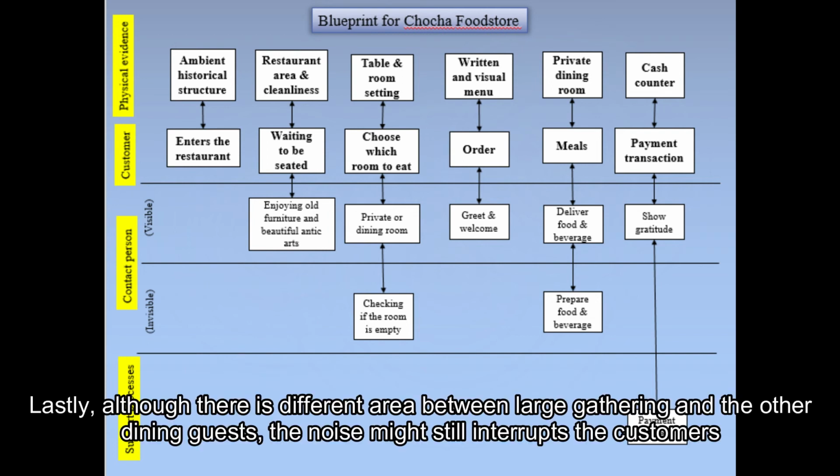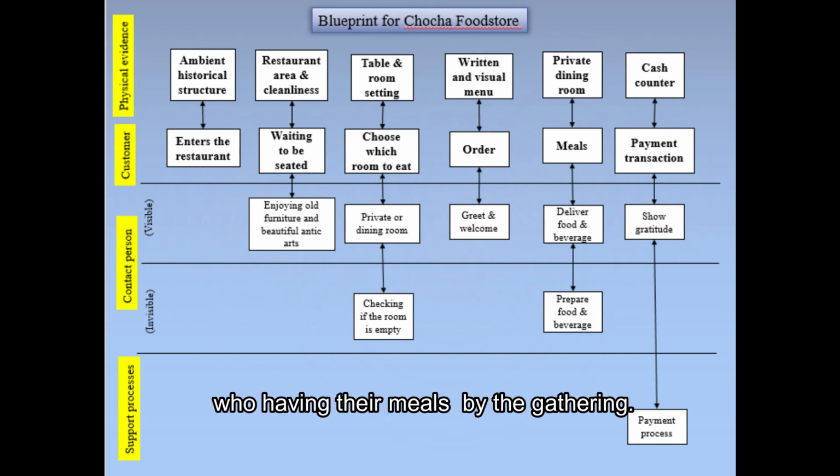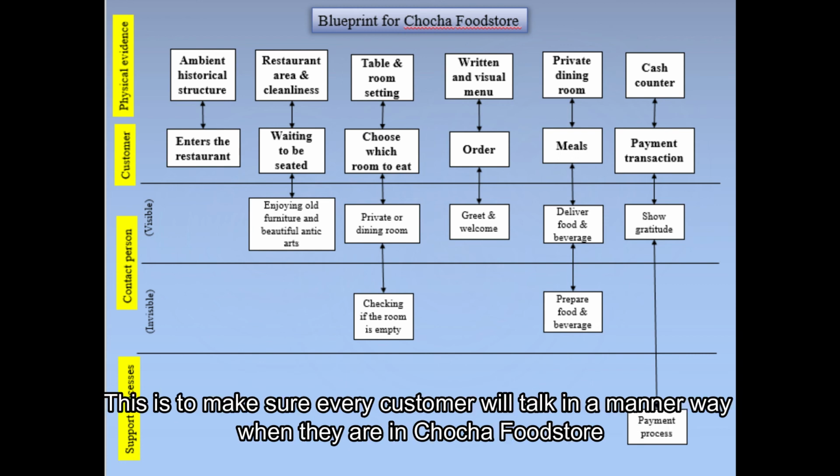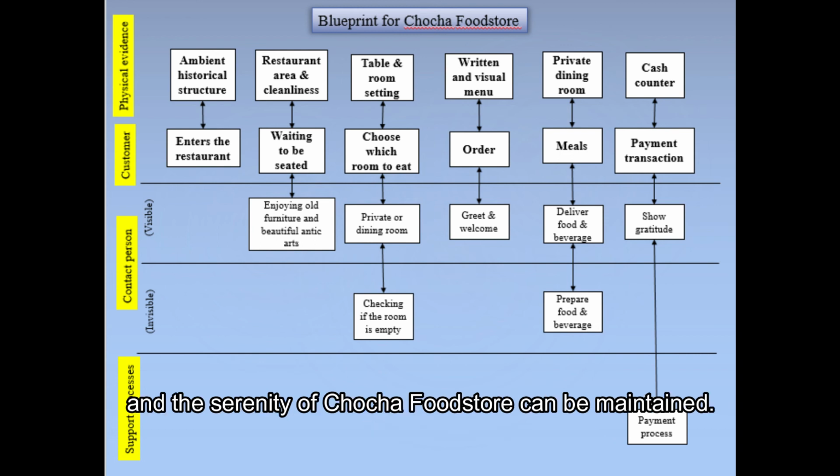Lastly, although there are different areas for large gatherings and the other dining guests, the noise might still interrupt the customers having their meals. Therefore, Chocha food store should install soundproof curtains in every room and put no-noise signboards on the walls. This is to make sure every customer will talk in a proper manner when they are in Chocha food store and the serenity of Chocha food store can be maintained.